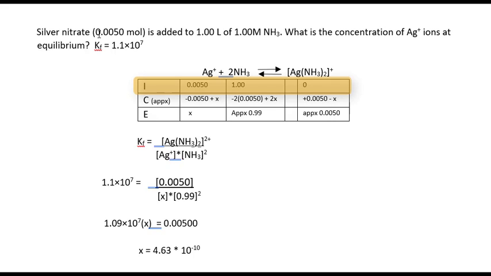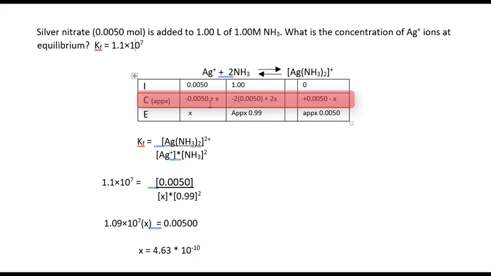Like the previous problem, we could assume the silver nitrate, the source of silver, was added in the form of some solid, and the amount of that solid that was added is a negligible change to the total volume of 1 liter. So if there's 0.005 moles of silver nitrate, we could assume that the molarity of the silver is 0.005 mole per 1 liter, or 0.005 molar. And the molarity of ammonia doesn't change due to that negligible change in volume.